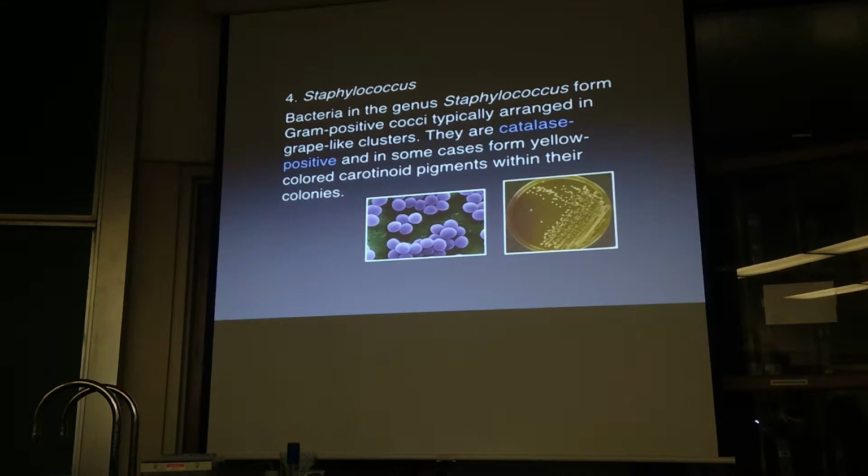So there you can see some Staphylococcus colonies on a plate. That particular plate, the colonies look yellow, but that's because that's mannitol salt agar, and there's a pH indicator in there that's causing the yellow color.